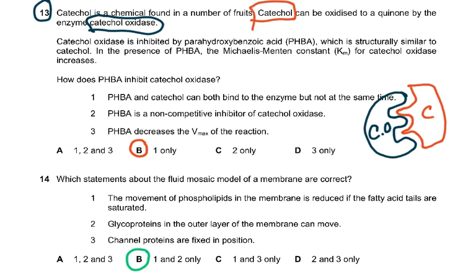Right? Now it says catechol oxidase is inhibited by PHBA, which is structurally similar to catechol. So PHBA is something like this. Now that's a competitive inhibitor. So this one is wrong here.